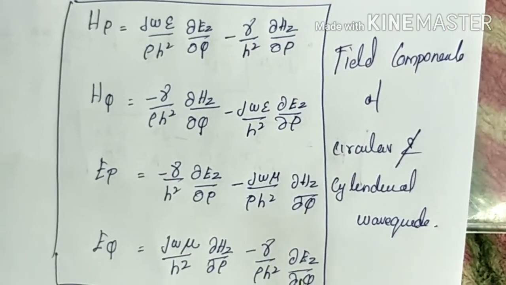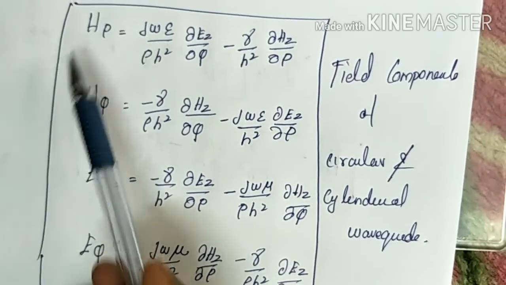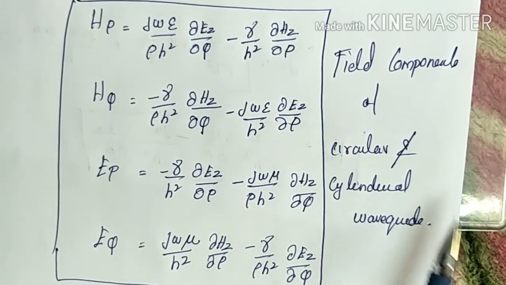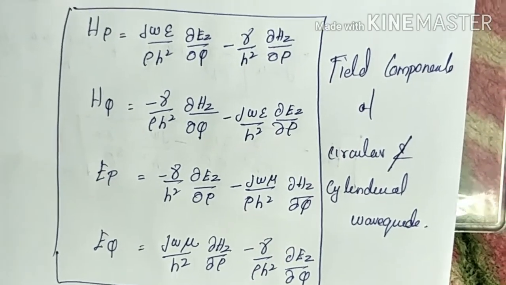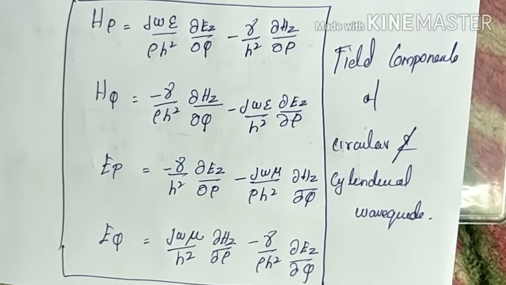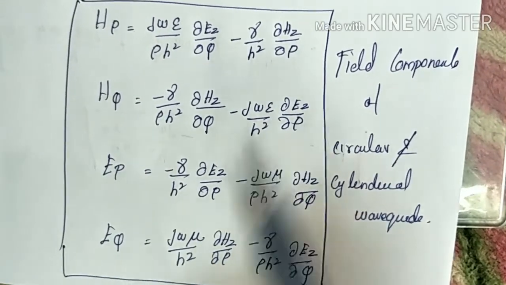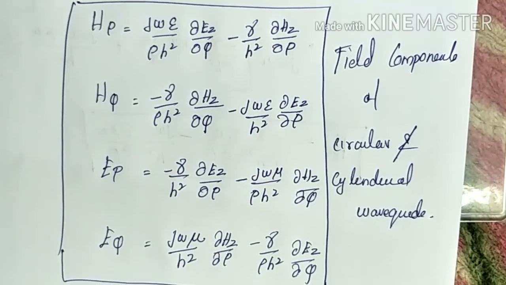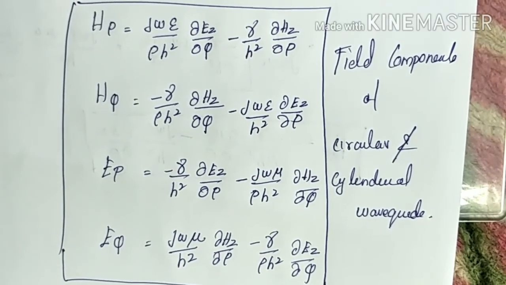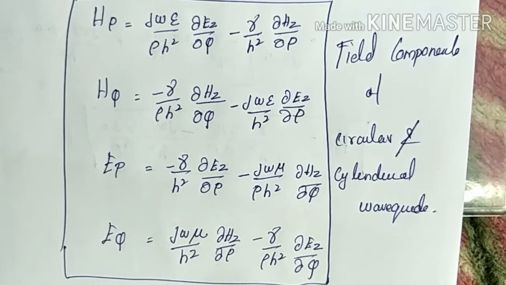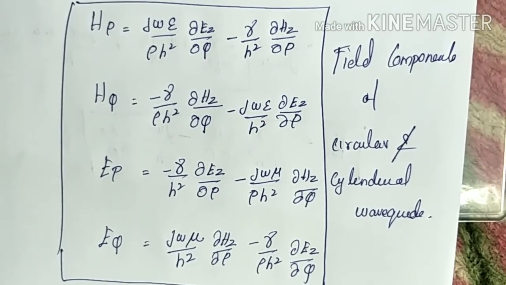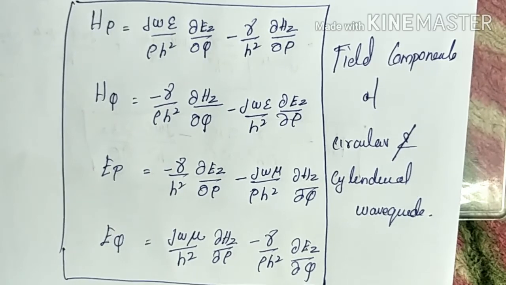I have summarized all the field components H rho, H phi, E rho, E phi, the field components of circular or cylindrical waveguide. By using these four equations and the above two wave equations, we will find the TE and TM of circular or cylindrical waveguide. So these four equations plus the wave equations are the base for TE and TM of circular or cylindrical waveguide.